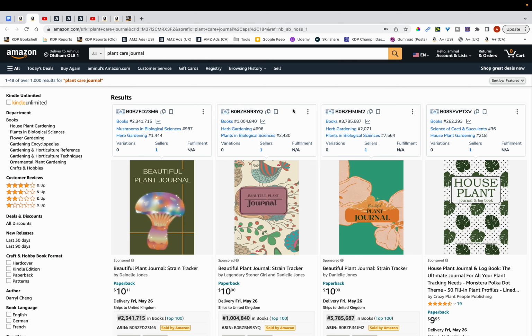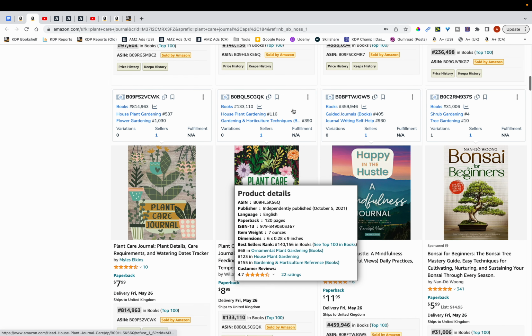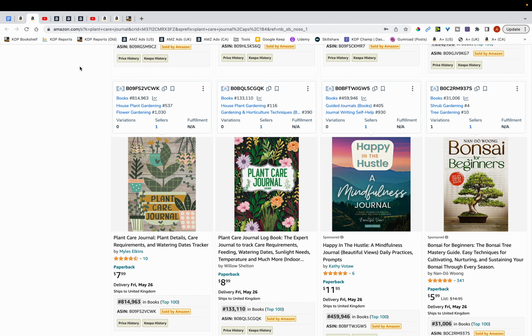And reason number two is to maintain the rank of books. So once again, using the same example, the plant care journal. Let's say you've ranked it onto the first page, and as you can see here, I've done so with my particular book. What you don't want to do at this stage is to stop running ads. What you want to do is continue running ads for as long as you can.